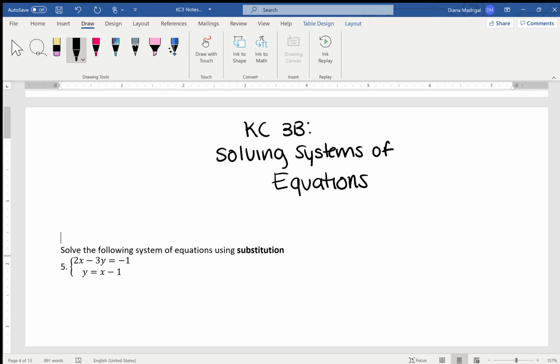So let me again explain what substitution means, okay? Substitution just means plug in what you know of that variable, okay? So I find substitution to be one of the easiest.